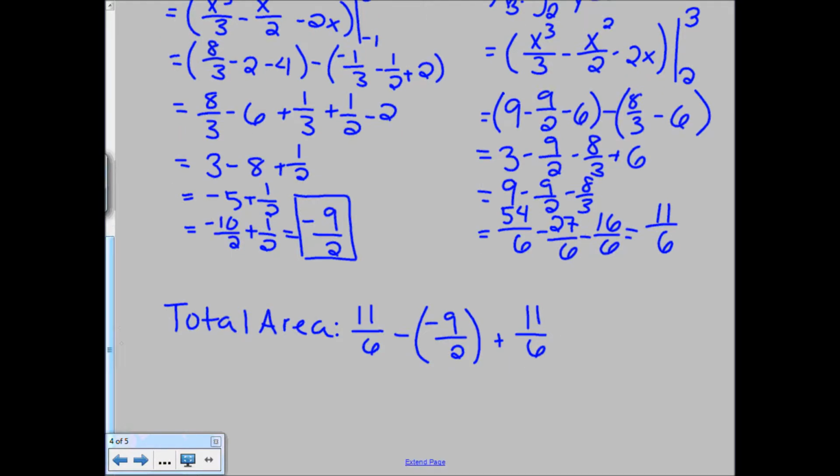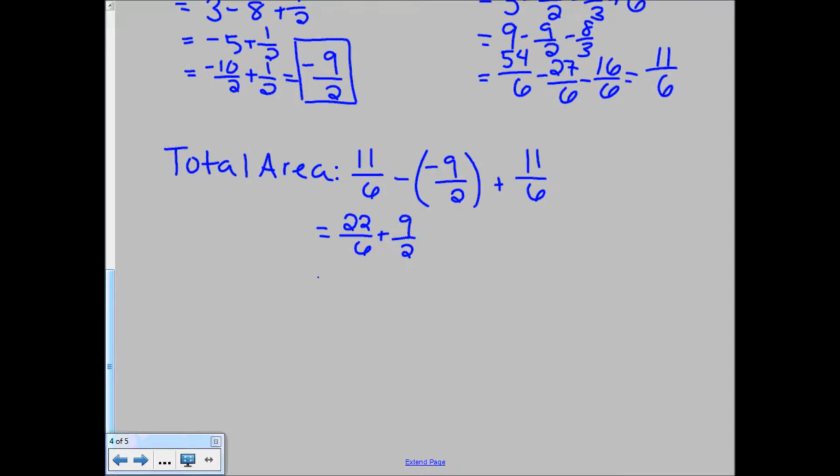So now we're going to get 22 over 6 plus 9 halves, which is equal to 22 over 6 plus 27 over 6, multiplying the second fraction by 3 over 3, which is just going to be equal to 49 over 6. So the total area bounded between the function and the x-axis between negative 2 and 3 is going to be 49 over 6.